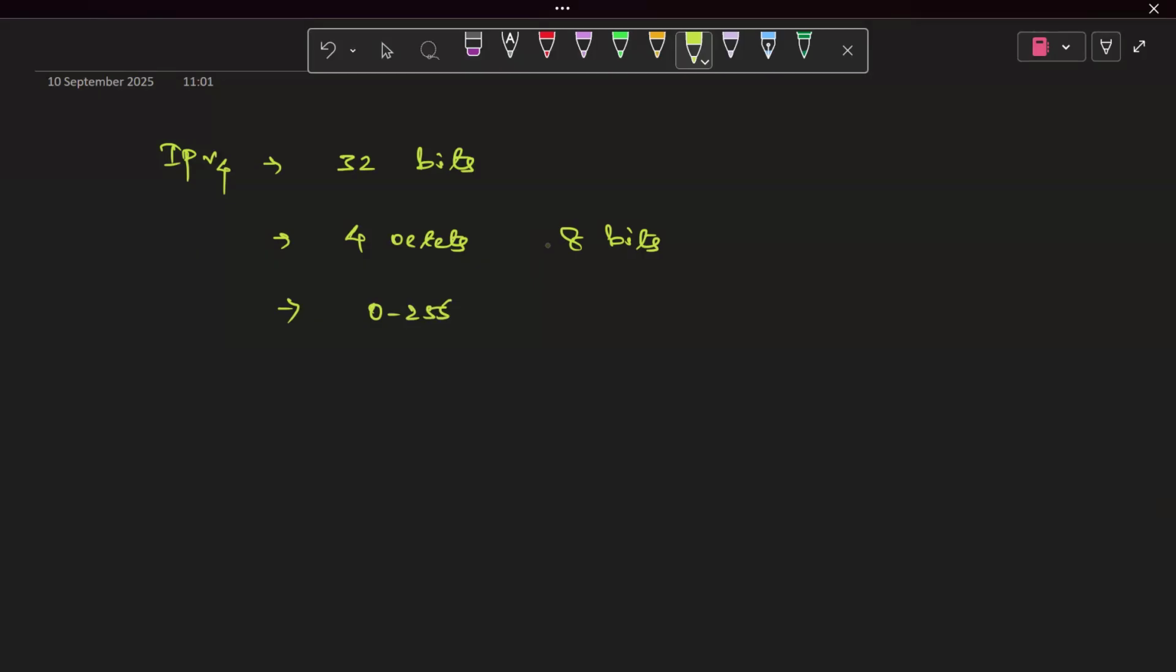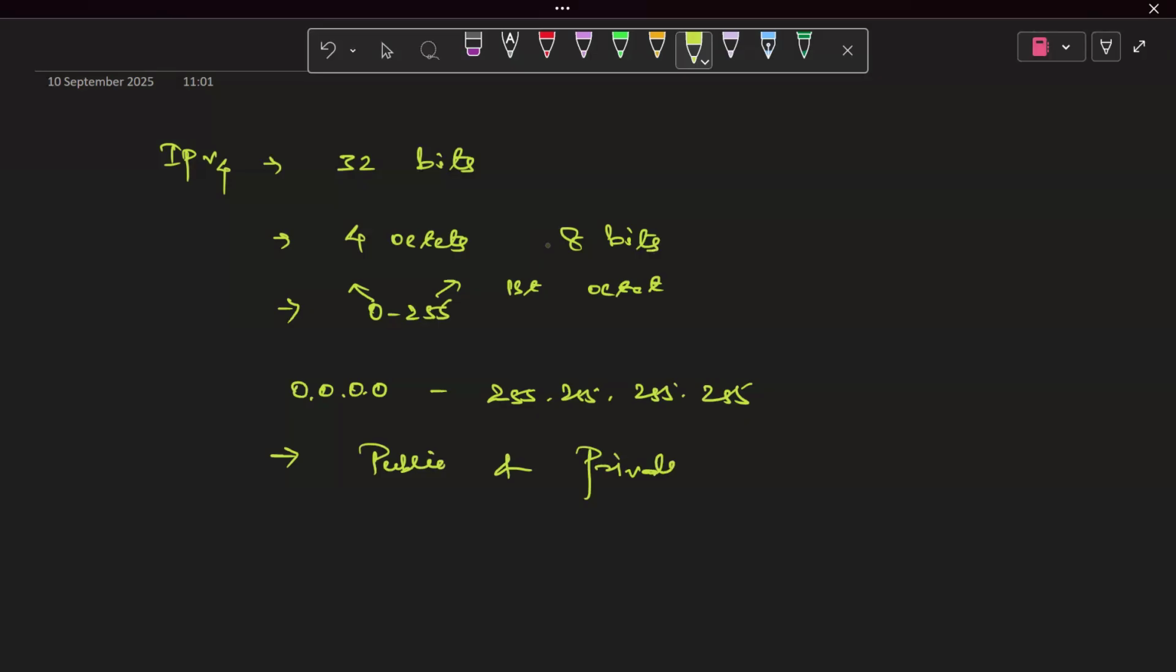When we are talking about 0 to 255, it is the first octet, right? So if you want to write the total, it is going to be 0.0.0.0 to 255.255.255.255. Correct? Next, what we discuss? This IP version 4 has been further divided into public IP and private IP. So we'll discuss these differences.